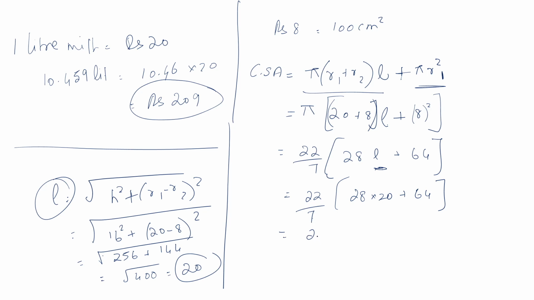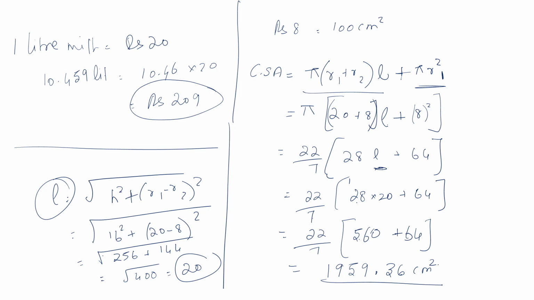Please do the calculation by yourself again and again, because it's not a difficult task. The only thing is you have to understand what is asked, what formula you have to apply, and what you have to find out. If you do the calculation, you are getting 1959.36 centimeter square. Still the sum is not over. This is the surface area.